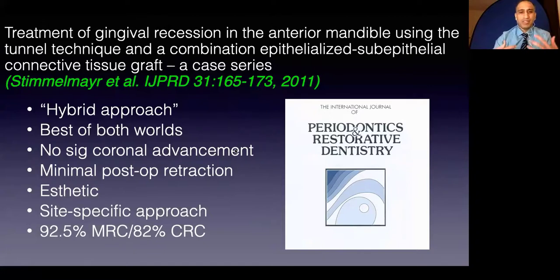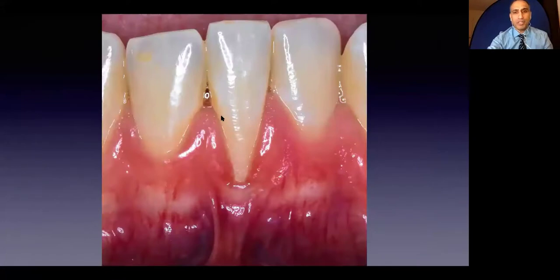It really appeals to my love for free gingival grafts, but wanting even more predictability. Again, with this technique, there's no disturbance of the vestibule, so you get minimal postoperative retraction. Aesthetically, there are no concerns, and from a success and predictability perspective, it's quite high. This is an ideal approach, really, for the anterior mandible. I'm going to show you a couple of cases before finishing off.